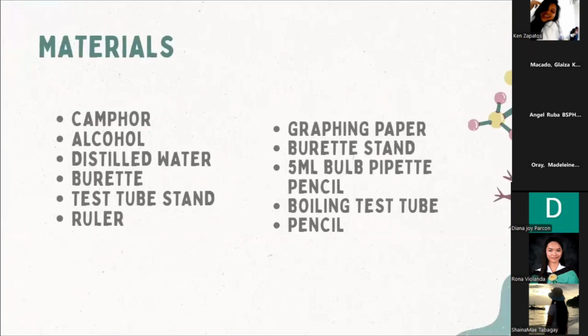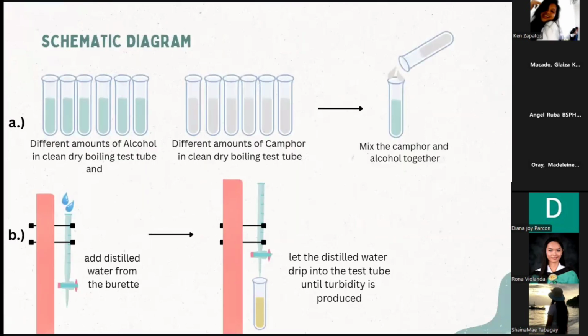For the materials used: camphor, alcohol, distilled water, burette, test tube stand, ruler, graphing paper, burette stand, 5 ml bulb pipette, boiling test tube, and pencil. Next, for the schematic diagram, first we have Procedure A.